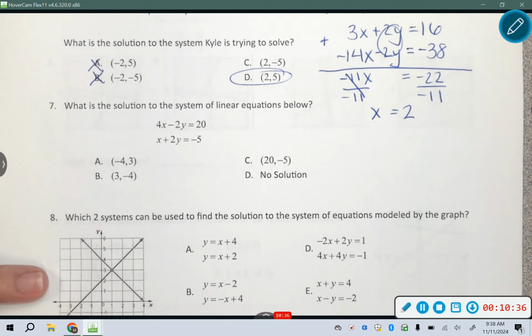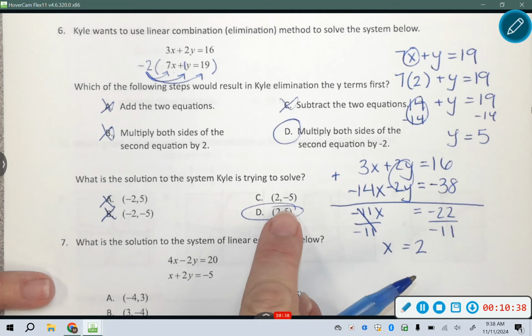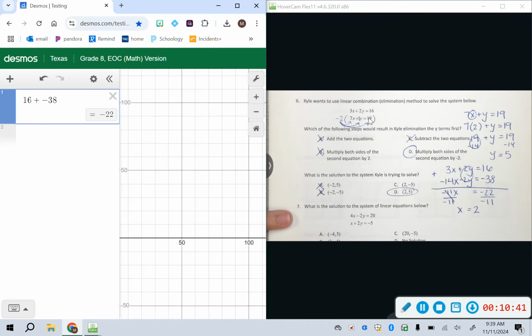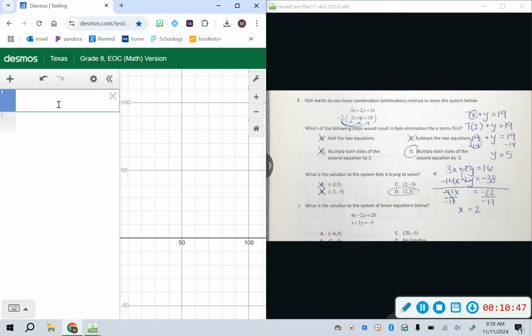Now we can look at number 7. Actually, before we do number 7, I'm going to show you that you can check your work. So we know that I have 3x plus 2y equals 16, so we can plug it in. We know that x is 2, so 3 times 2 plus 2 times y, we said is 5, should equal 16, and it does. See how it equals 16 here, equals 16 here.